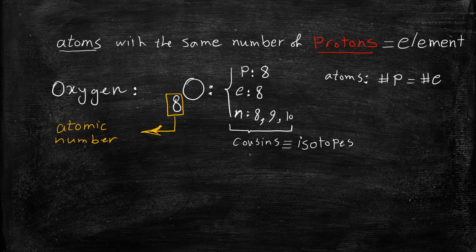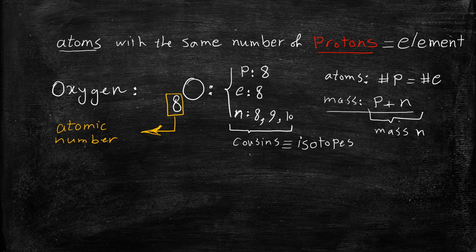The nucleus is what mainly contributes to the mass of an atom. So the mass of an atom is mainly made up of the number of protons plus the number of neutrons. And for that reason, we call this number, the sum of protons and neutrons, the mass number.